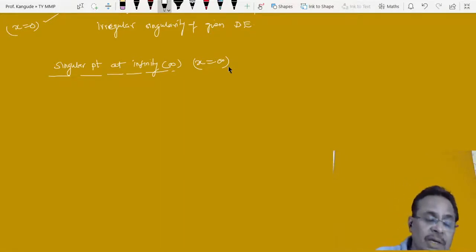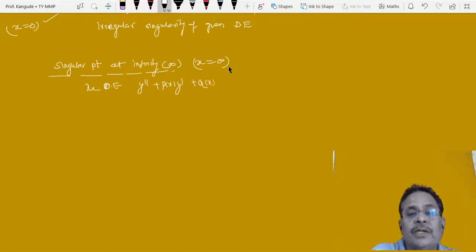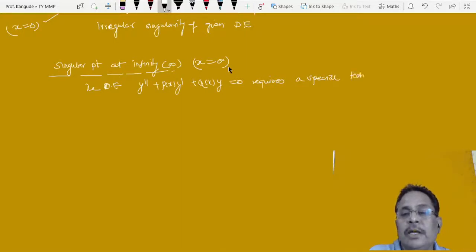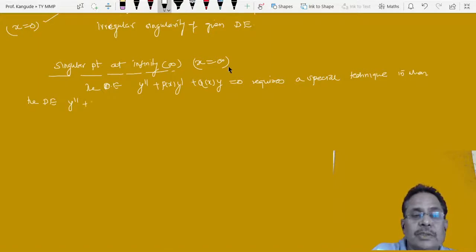When I put x is equal to infinity in my given differential equation, so when we are supposed to find this, the differential equation y double dash plus p of x into y dash plus q of x into y is equal to 0 requires a special technique in which the differential equation y double dash plus p of x into y dash plus q of x into y is equal to 0 is transformed.